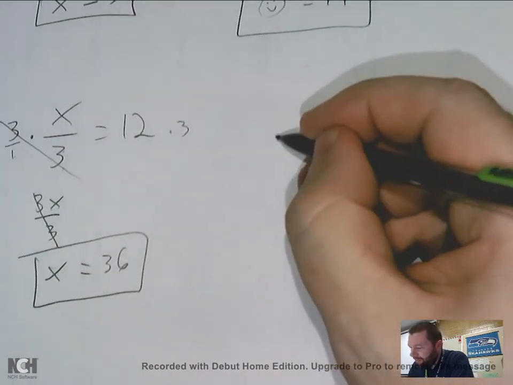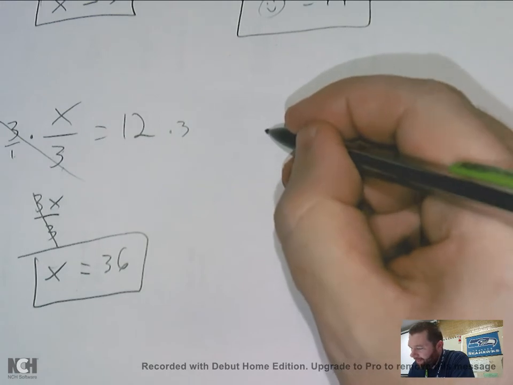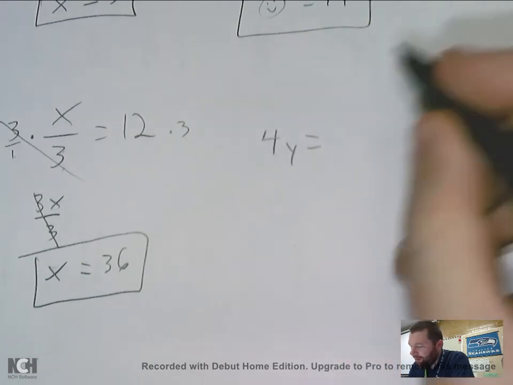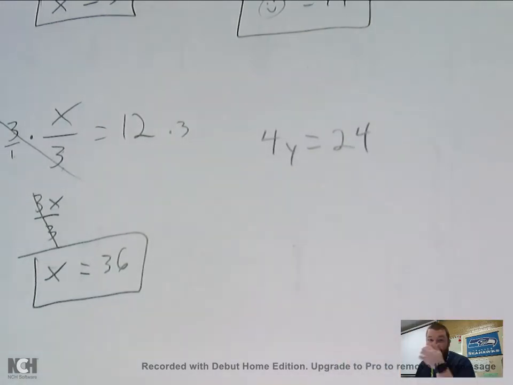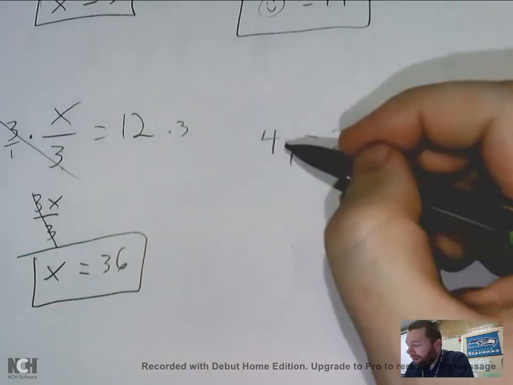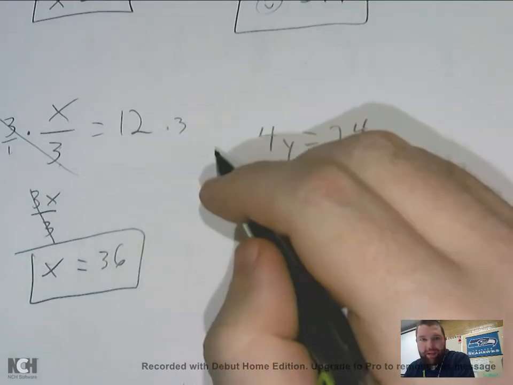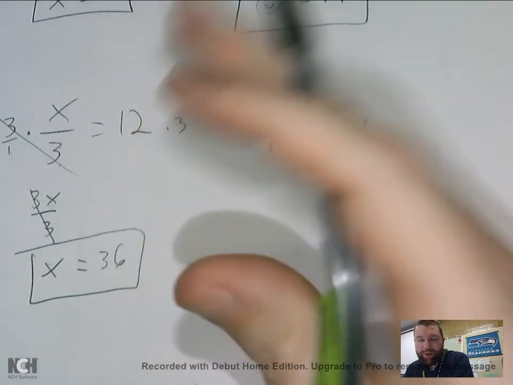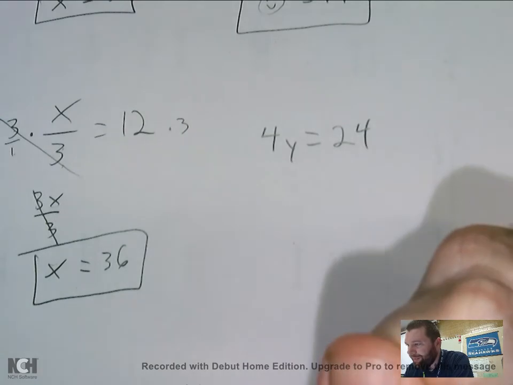Let's do 4y is equal to 24. Okay. Now, this is something that some students still struggle with a little bit in 9th grade. There's no operation symbol here, right? It's just a number and a variable. There's no space. They're just right next to each other.